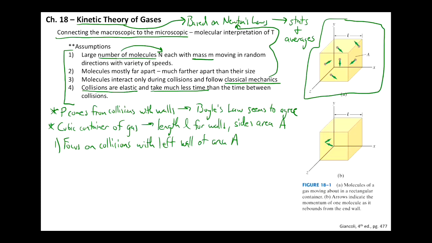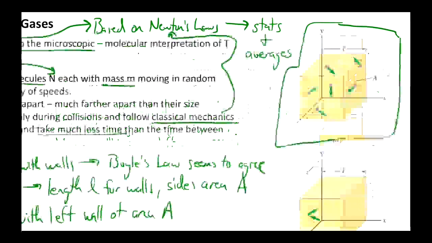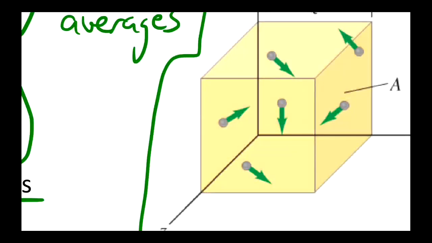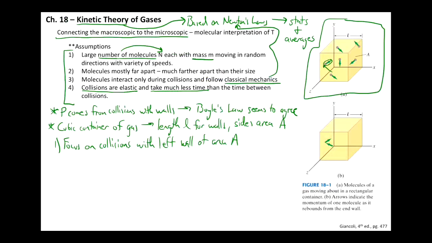Okay? And you can see in this diagram, if I zoom in on this, maybe you could imagine this one just bounced off that wall. Maybe it went in like this and bounced off that left wall. Okay? So we're only looking at collisions with the left wall of the container. So here's what we can say about those collisions.